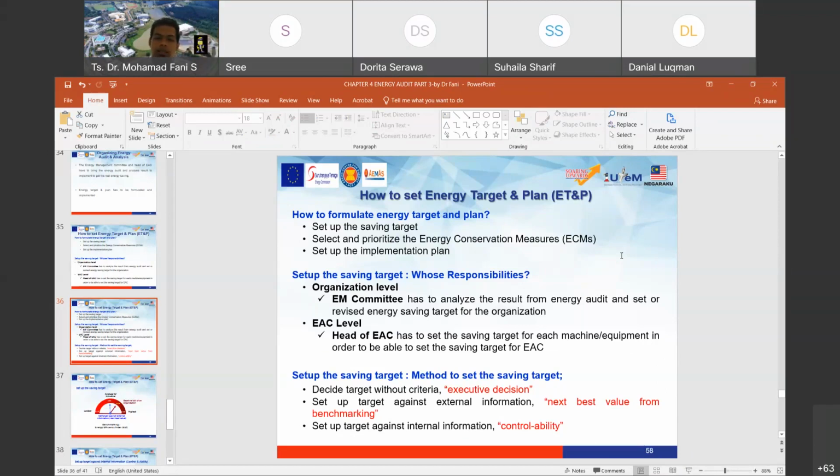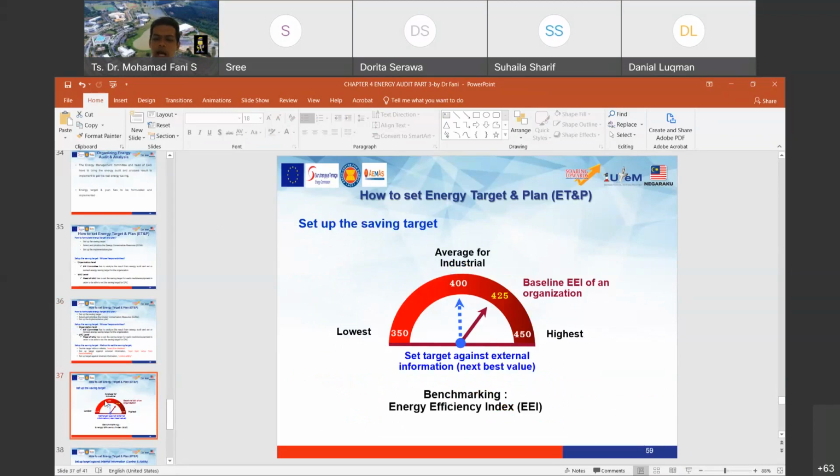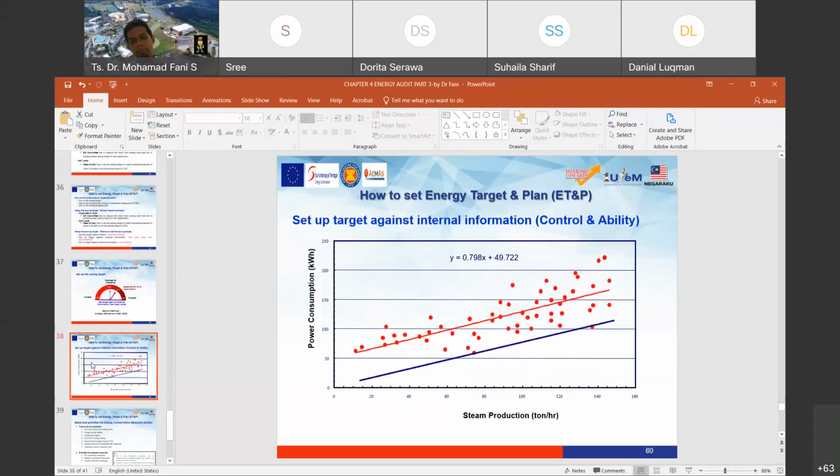to execute or to lead that ECM, and also set up a target, for example, to improve the BEI or EEI from the current baseline to the next after 3 years. So what happened to our energy efficiency index, our building energy index? You need to have this significant target so that your effort will be measured properly.